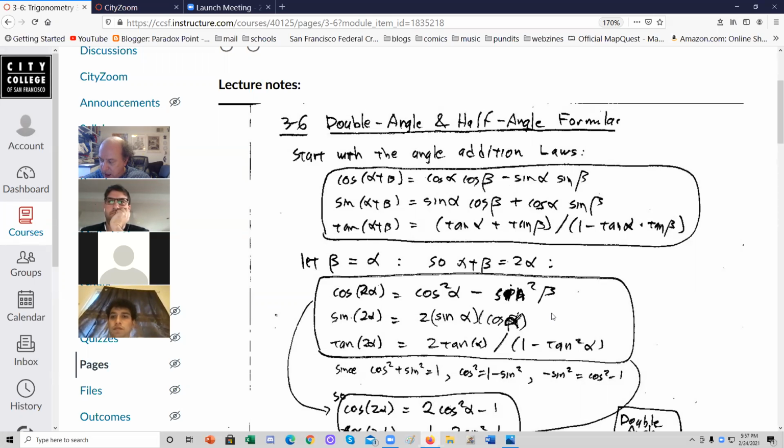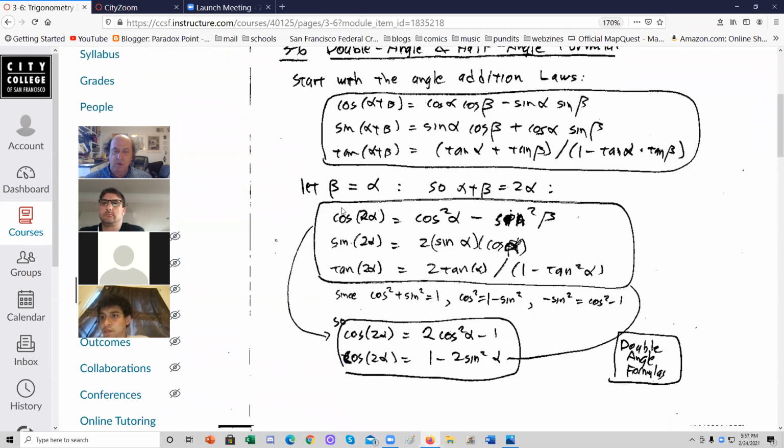Sine squared alpha. All right, now throwing in this beta equal to alpha here, you get sine 2 alpha. So it's sine alpha cos alpha plus cos alpha sine alpha, so twice sine alpha cos alpha. Setting beta equal to alpha here, you get tangent 2 alpha, which would be 2 tan alpha in the numerator over 1 minus tan squared alpha.